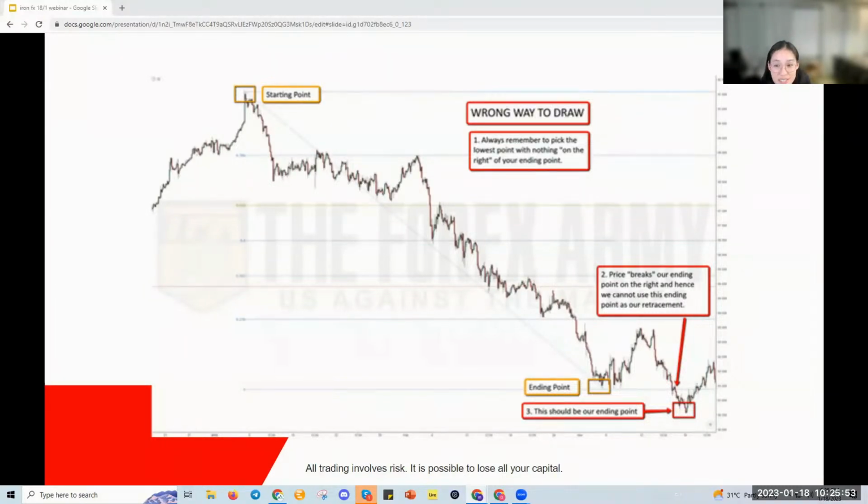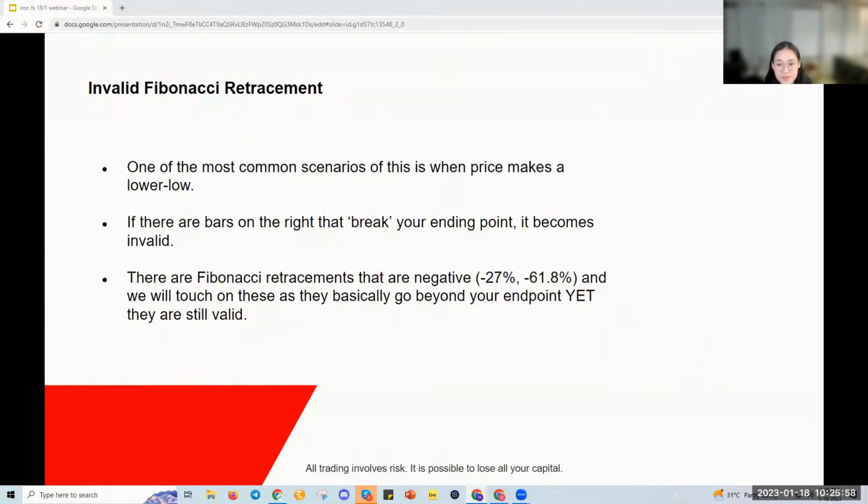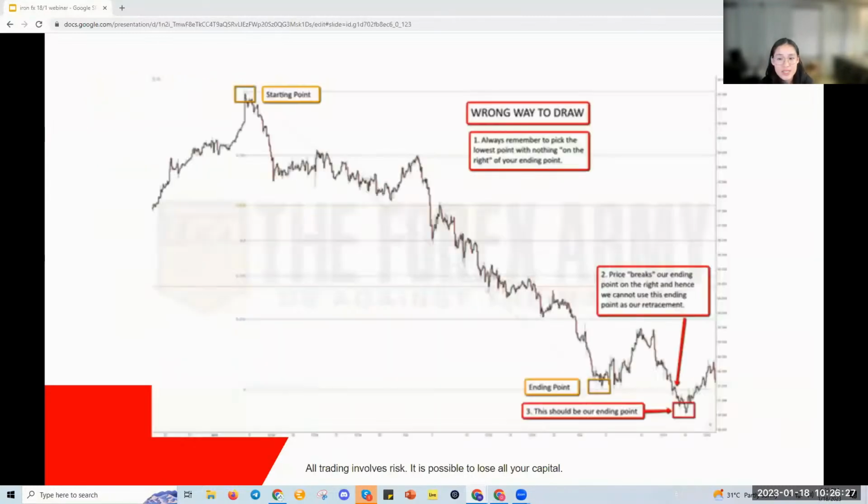Any other questions? See the previous slide. So the main key point is that once it breaks your ending point, it becomes invalid. Okay, let's move on.